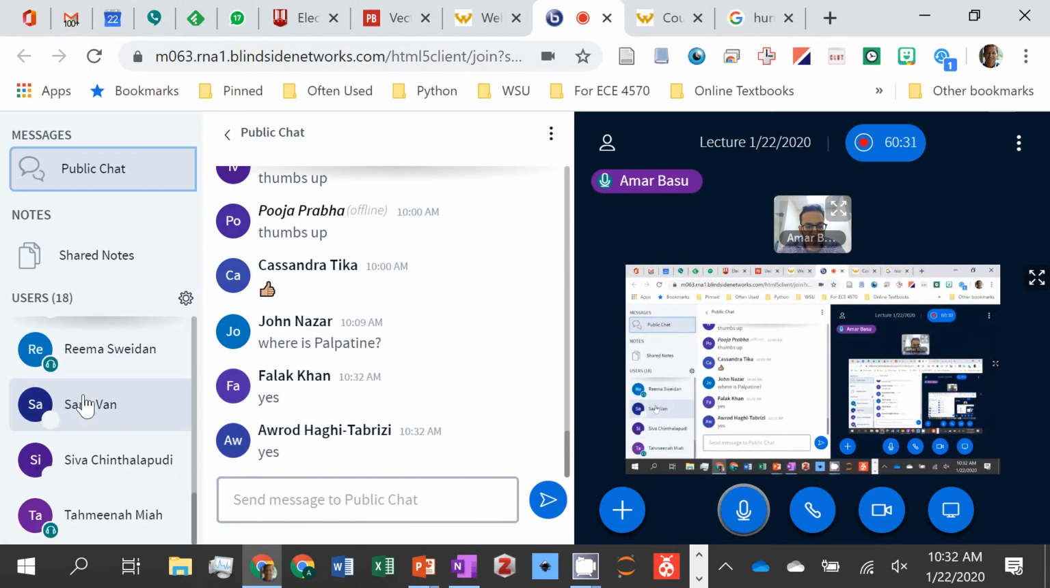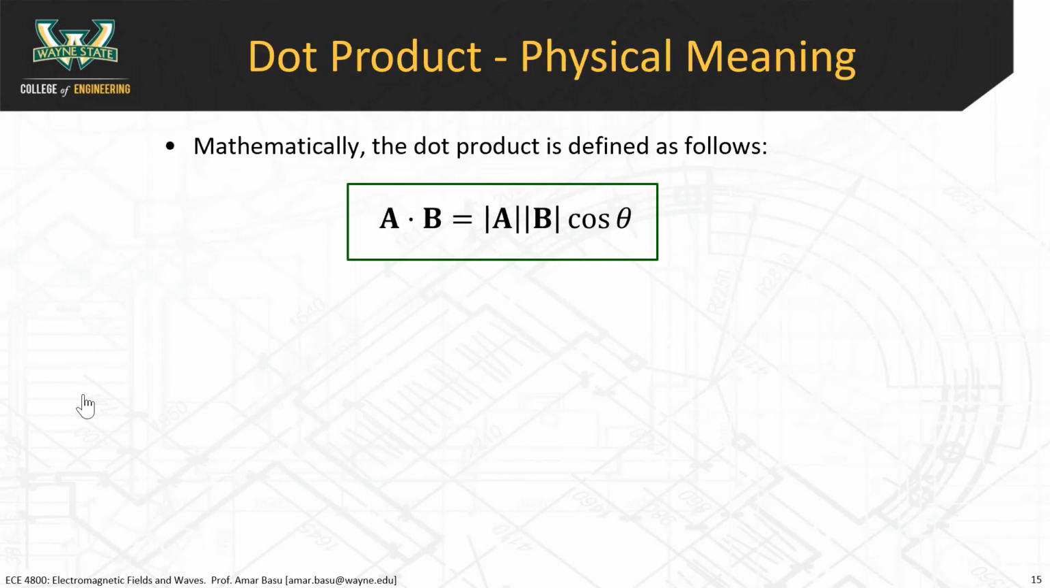Okay, good. So let's talk about what the physical meaning of the dot product is. Mathematically, the dot product is defined as A dot B is equal to the magnitude of A times the magnitude of B times cosine of theta. So we have two mathematical definitions: one that we saw in the previous slide, which tells us how to calculate the dot product, and this is giving a second definition. This says that the dot product of A and B is equal to the magnitude of A, magnitude of B times the cosine of theta.